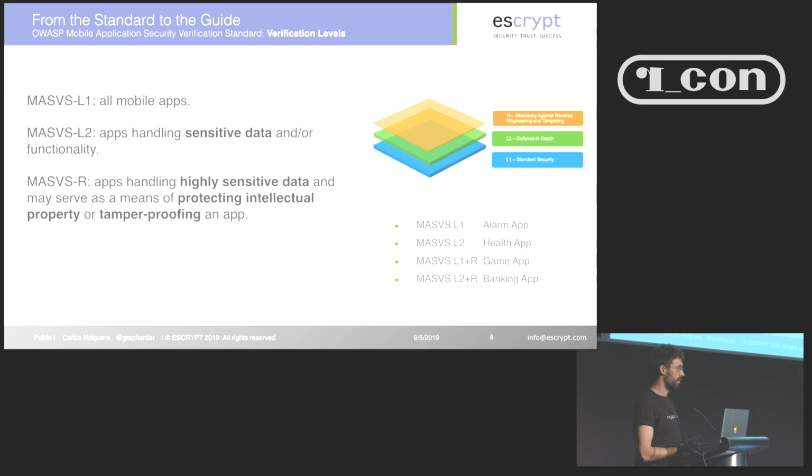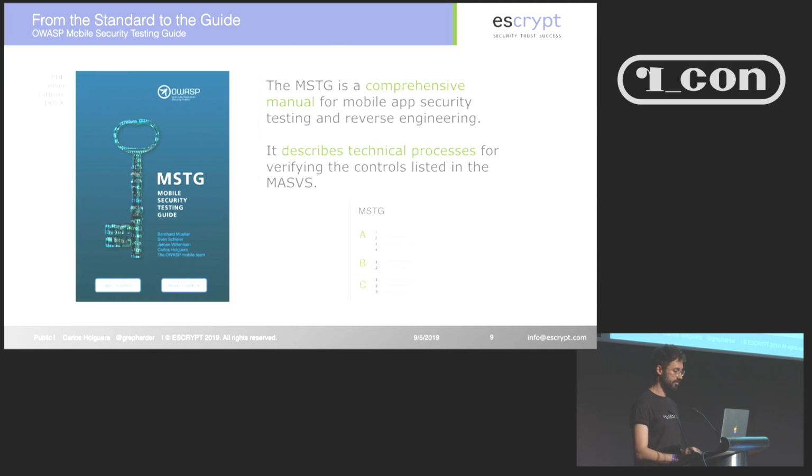you will apply level 2 instead of level 1 plus the resiliency also, because you are handling both highly sensitive data and also protecting intellectual property and making it tamper-proof, so you cannot just pass money to other accounts. So yeah, these are the verification levels.